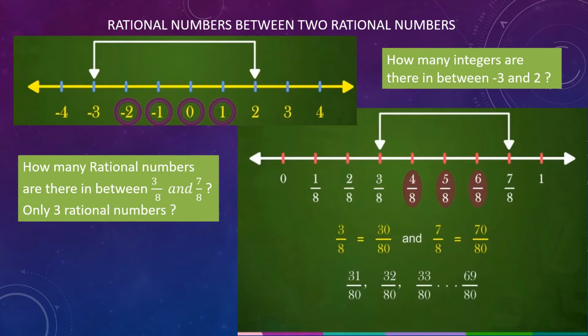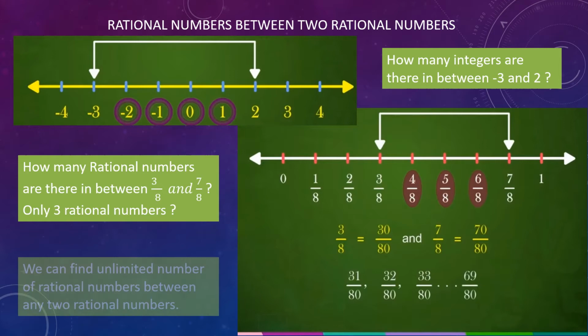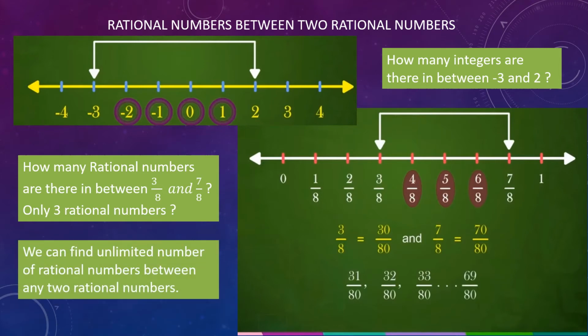If you write 3 by 8 as 300 by 800 and 7 by 8 as 700 by 800, how many rational numbers? There are more than these rational numbers, isn't it? Therefore, how many rational numbers are there in between 3 by 8 and 7 by 8? We can find an unlimited number of rational numbers in between two rational numbers.